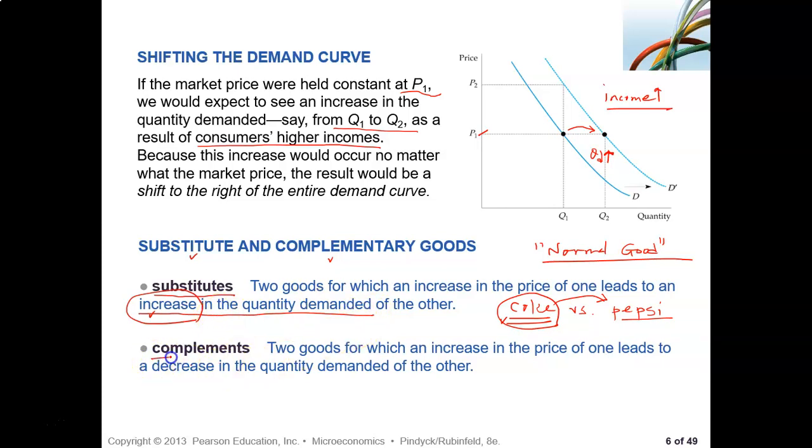And on the other hand, what are complementary goods? These are goods that are used together, like a DVD player and DVDs. If the price of the DVD player decreases, if it becomes cheaper, people buy more DVD players, then they will also buy more DVDs. So demand for DVDs will depend on the price of the DVD player, right? So for complements, two goods for which an increase in the price of one leads to a decrease in the quantity demanded of the other, and vice versa, right?